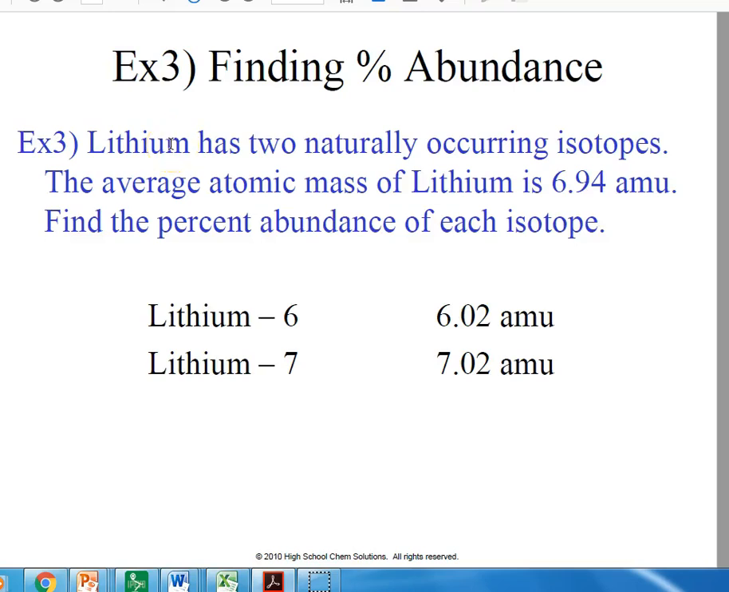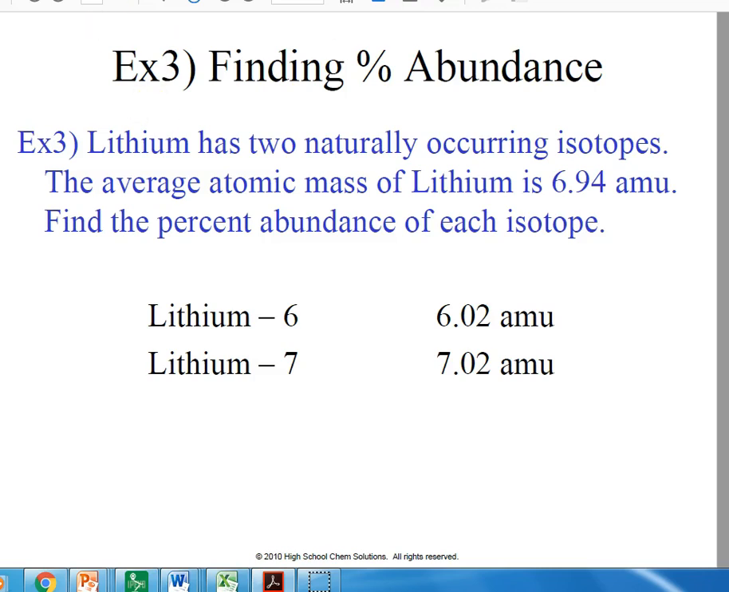You learned through the POGIL how to find the average atomic mass if you were given the percent abundance of several isotopes along with their mass. However, in this example, what we want to be able to do is actually find the percent abundance for the separate isotopes if we're given the average. So we're working this problem backwards.